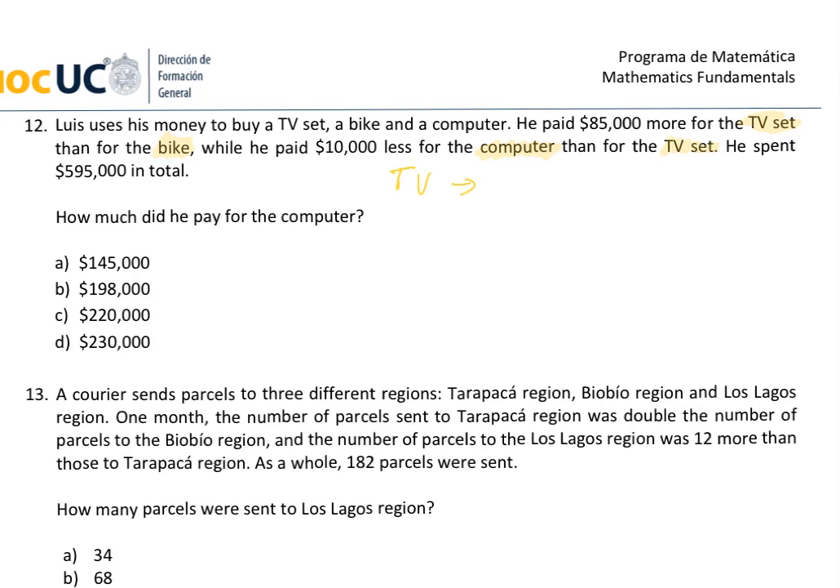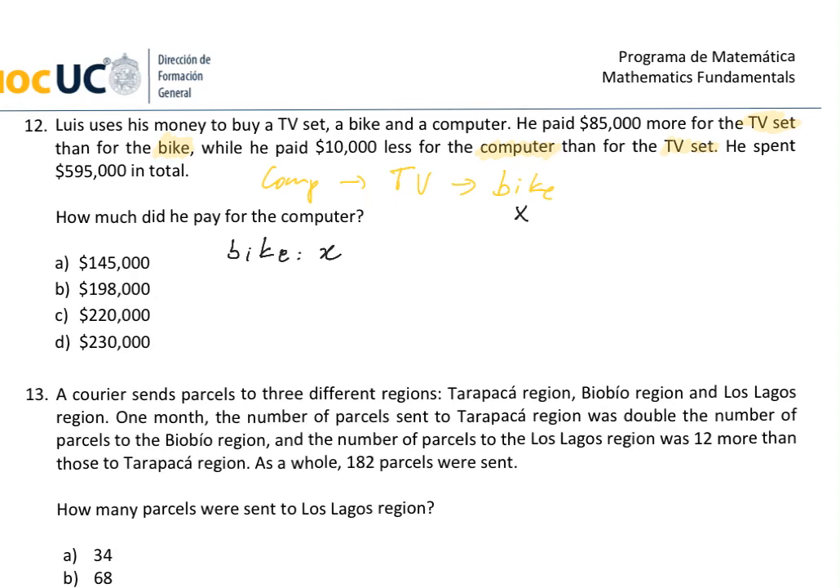TV depends on the bike, and the computer depends on the telly. Yeah? So everything goes back to the bike. So that means it is a very good idea to name the price of the bike as X. So X is the price of the bike.